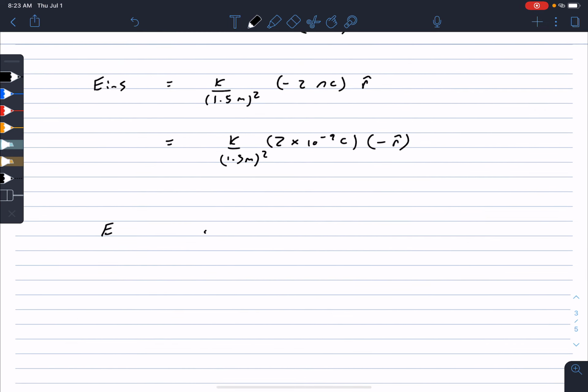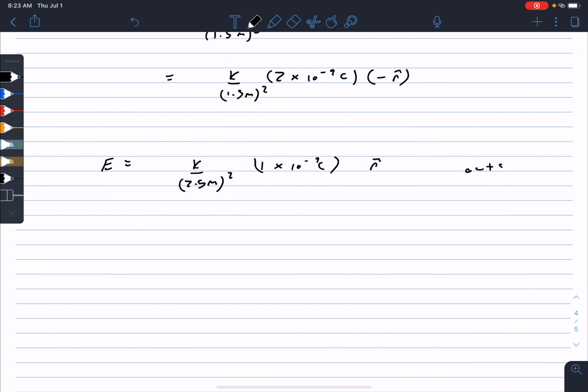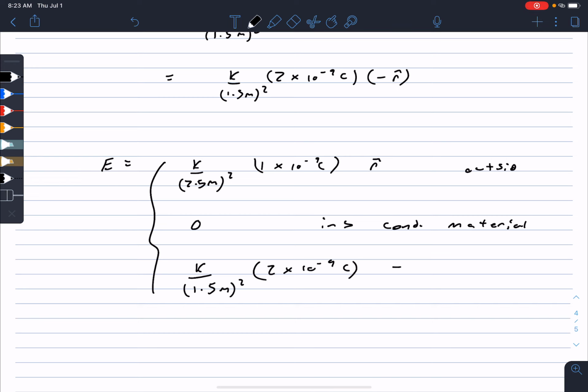So total E field: K times 1 times 10 to the negative 9 coulombs over 2.5 meters squared, r hat. This is outside. This is 0 inside the conducting material, which was the second value of r. And this one is K over 1.5 meters squared times 2 times 10 to the negative 9 coulombs, negative r hat. So that's the E field everywhere around that scenario.